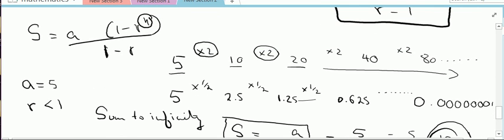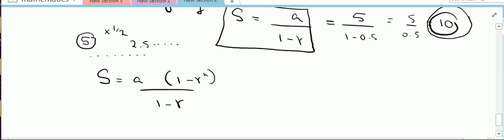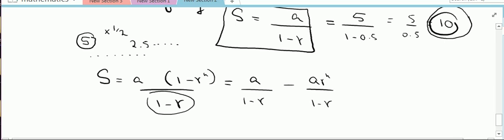We know that when we had a number of terms, the formula we used was S is equal to a(1 minus r to the power n) divided by 1 minus r. Can I write it like this? a divided by 1 minus r, minus a r to the power n divided by 1 minus r. Yes, I can. I broke this term into 2, so I can mathematically do that.